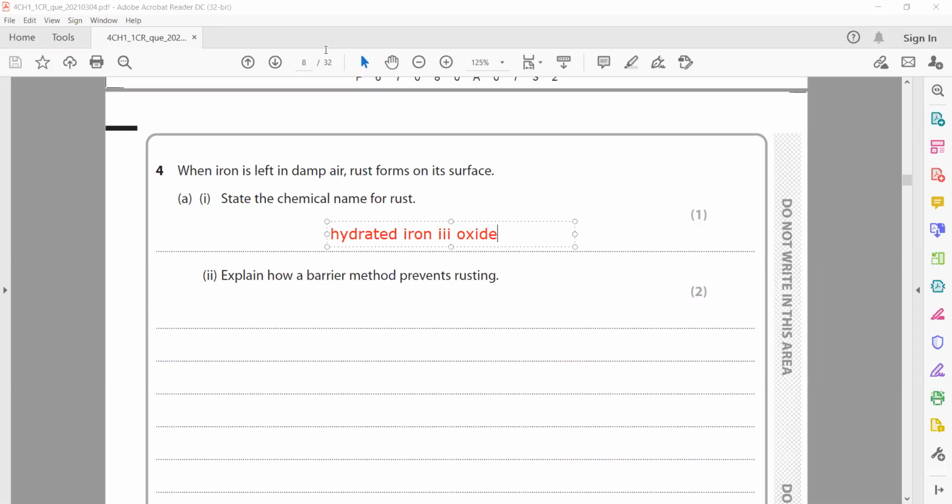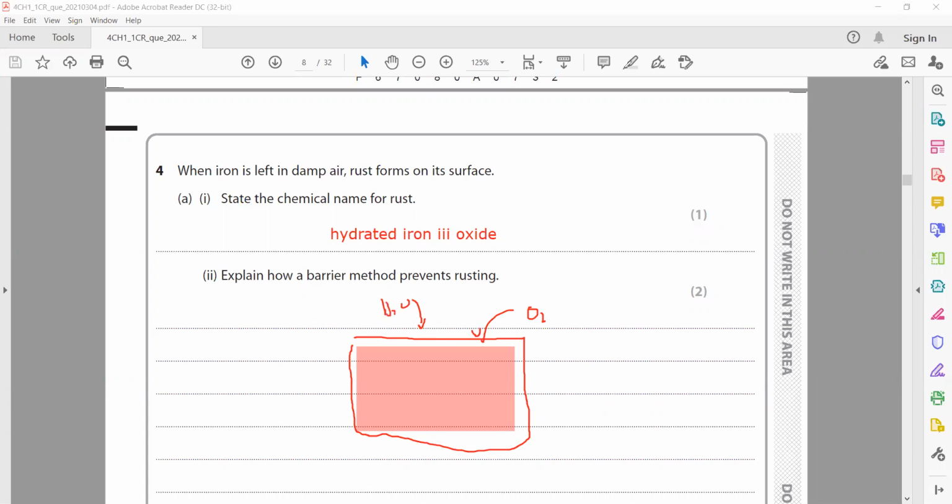How a barrier method prevents rusting. So how the barrier method is actually preventing rusting. Basically, the barrier method does not allow oxygen or water to interact with iron. It protects the iron surface and does not allow the iron to interact with surrounding oxygen and water. That's how it prevents iron from rusting.